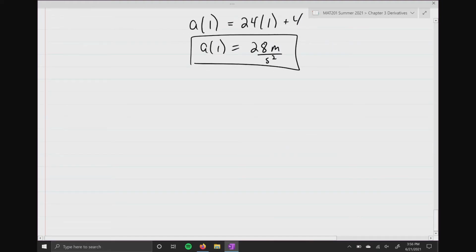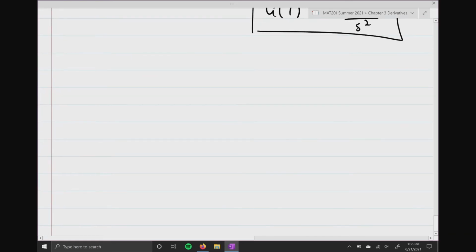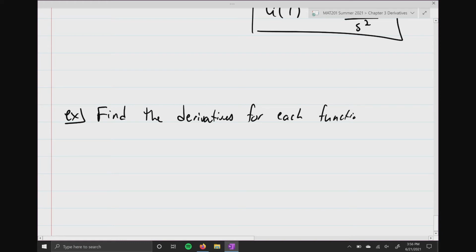So what I'm going to do here is just a couple examples. I'm just going to show you how easy this is. I don't want you to get confused, so make sure when you write down the problem, you write it down correctly, and then you use the proper rule. So for example, the first one, let me just write directions. Find the derivatives for each function.